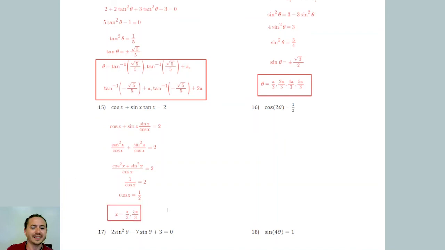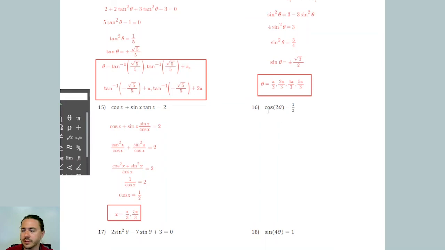Okay, number 16. So for number 16, it's already set up. There's not really a lot for us to do. We just need to actually find the angle measures. So you're going to say 2 theta equals all the places where cosine's 1/2. So that's going to be at pi over 3 and 5 pi over 3. Actually, we just solved that one on the last one. So that's kind of nice. But that's where 2 theta is. We want to know where is theta.